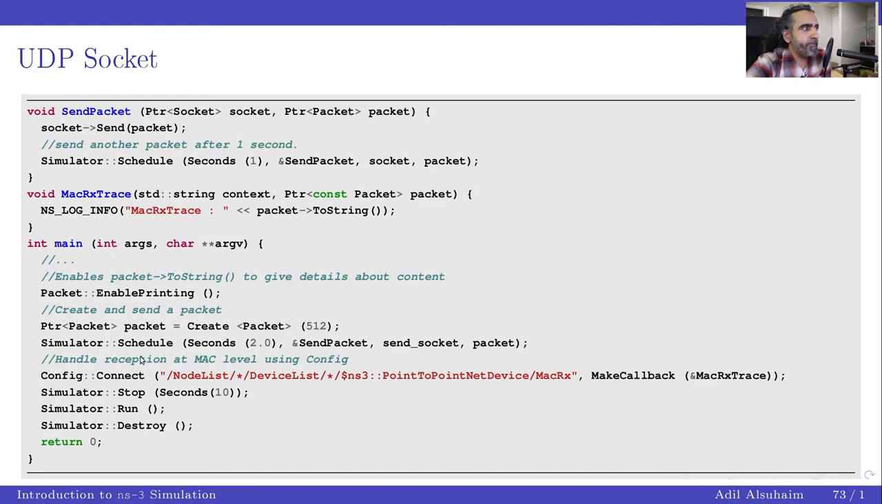And then this is the rest of it. I can create a packet and then call the send packet function using the socket object and the packet object. As you can see, this is like a socket object and a packet object. And then I'm going to send the packet on the socket and then schedule another send in 1 second. So it will keep sending packets every second if you want. For fun, I'm also going to connect to MacRx for the point-to-point net device and then just print that information.